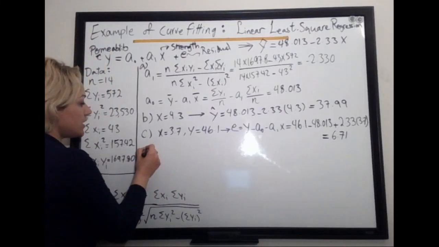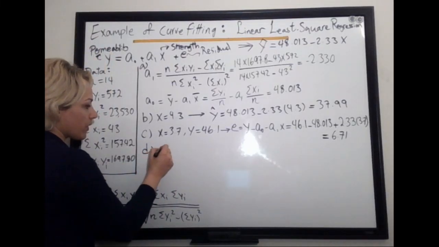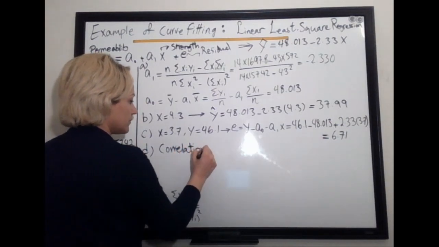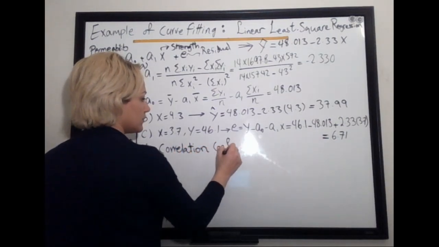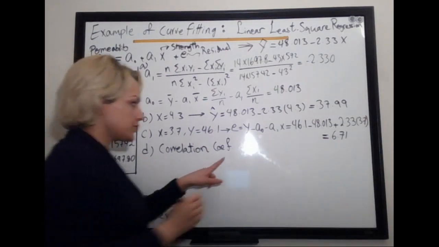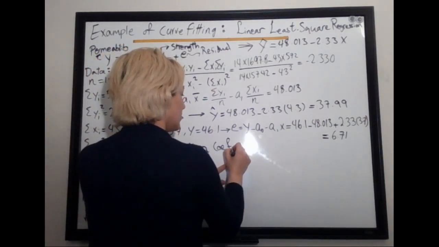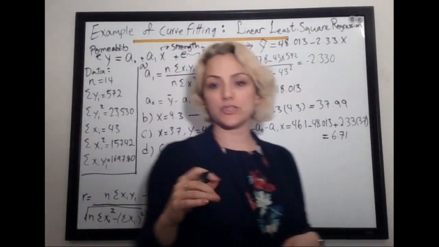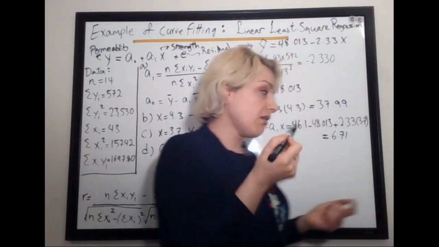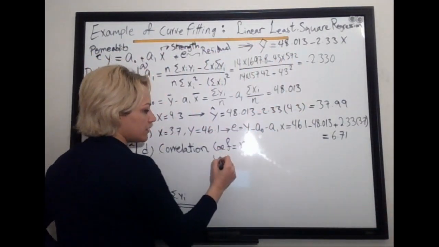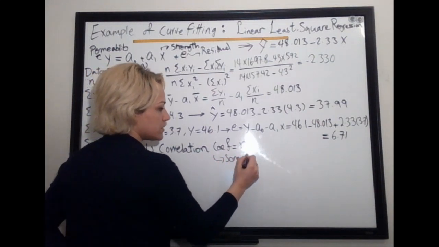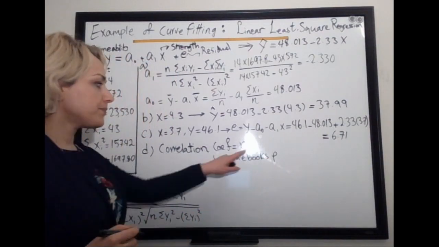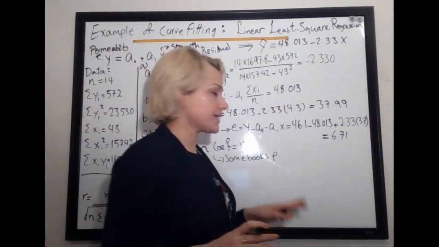For the correlation coefficient, which we show by R. In some books, you can see that they show it by rho as well. Some books show it by rho. Both of them are acceptable.